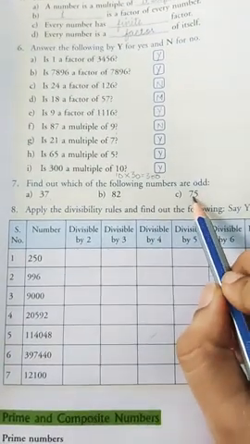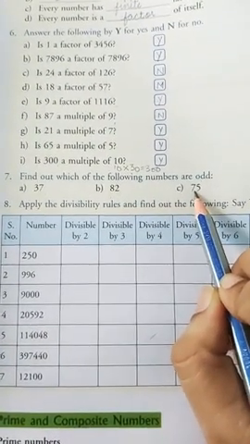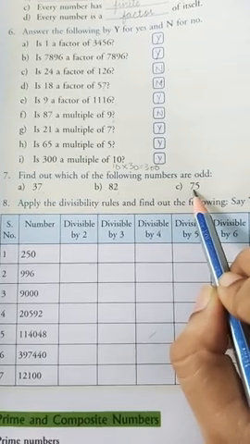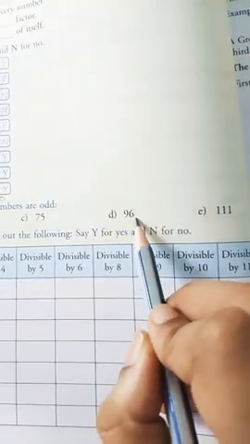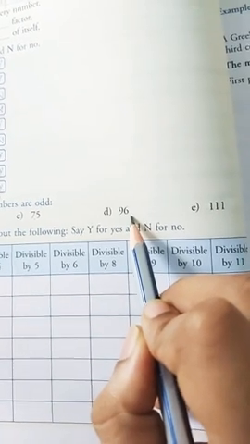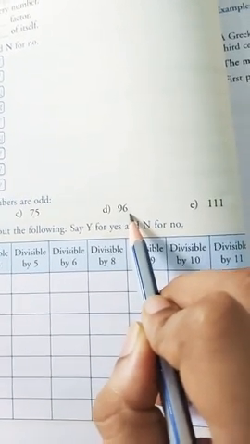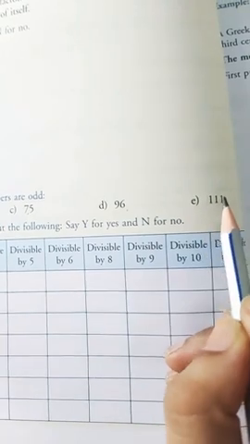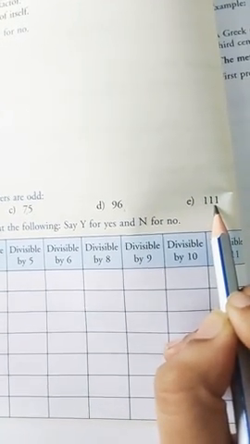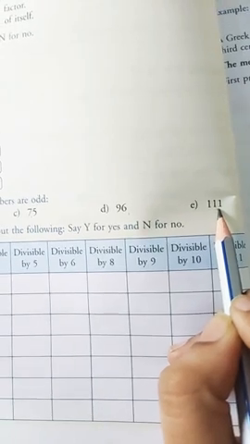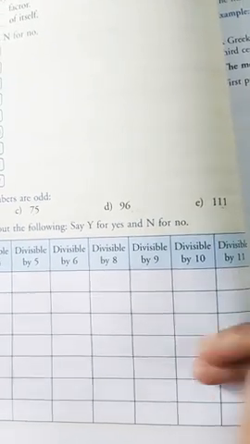Okay. 75 is not divisible by 2. That is why 75 is an odd number. 96. Is 96 divisible by 2? Yes. So that is why 96 is not an odd number. 111. Is it divisible by 2? No. 111 is not divisible by 2. So that is why this is an odd number.